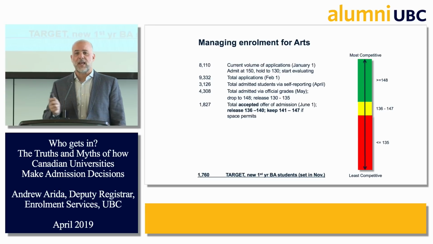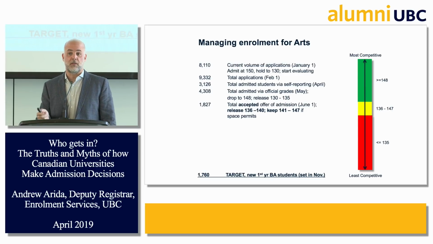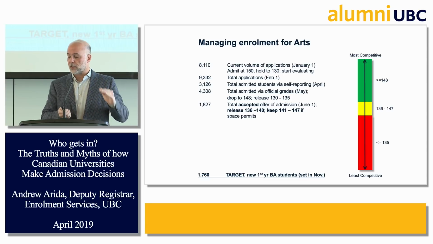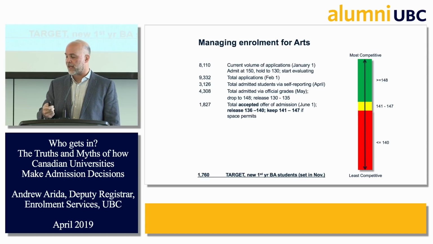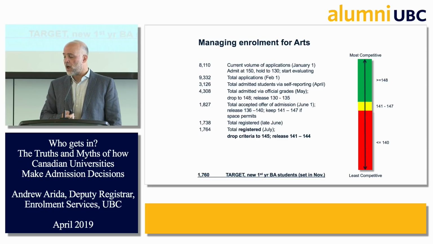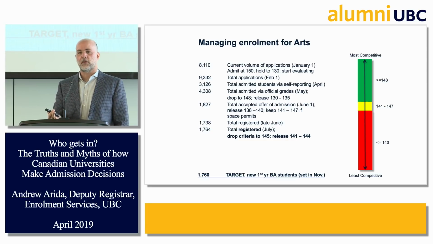By June 1, I've got 1,800 students who've accepted their offer. These aren't just admitted students. These are admitted students who are saying, yes, I'm going to be there next September. I decide I'm looking good, so I release a little bit more on the bottom end of my wait list, and I keep going. By June, I've registered 1,700 students. By July, I've registered 1,764. I decide that I need a few more students, so I drop my criteria once again. I'm pretty close to being full, so I release everybody else on the wait list.